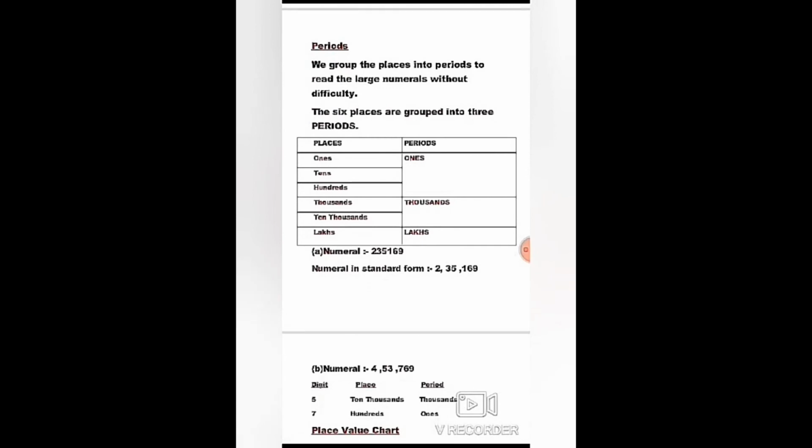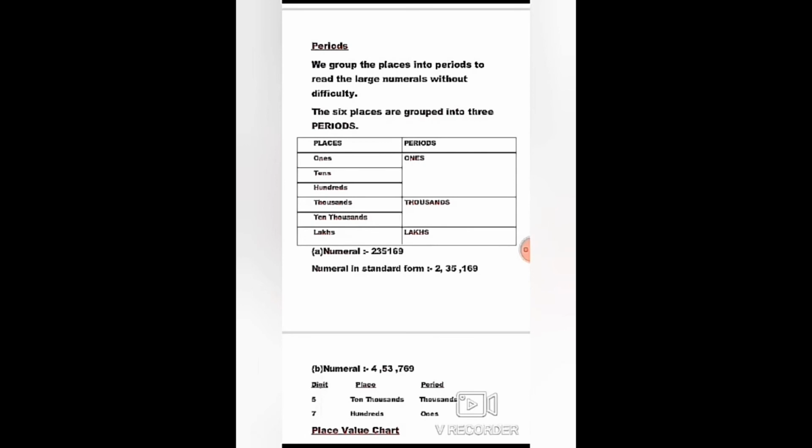Periods. We group the places into periods to read the large numerals without difficulty. The 6 places are grouped into 3 periods. So see what are they? Ones, tens, hundreds are grouped under the period ones. Thousands and 10,000s are grouped under the period thousands, and lakhs is grouped under the period lakhs.